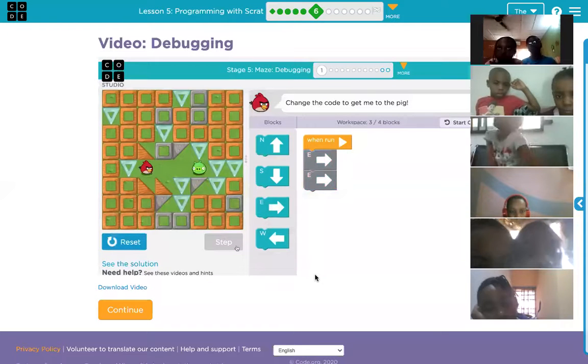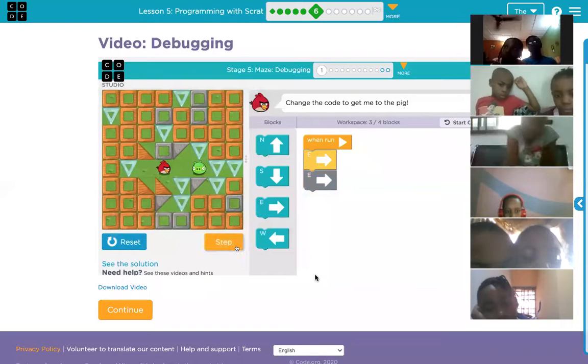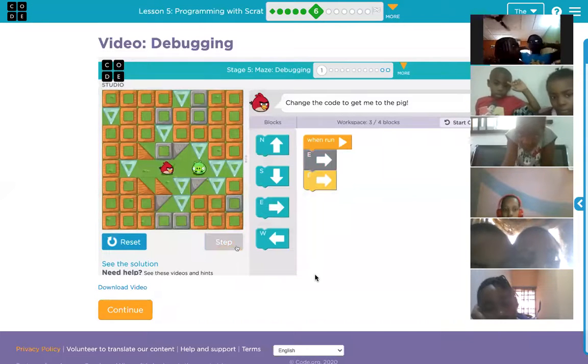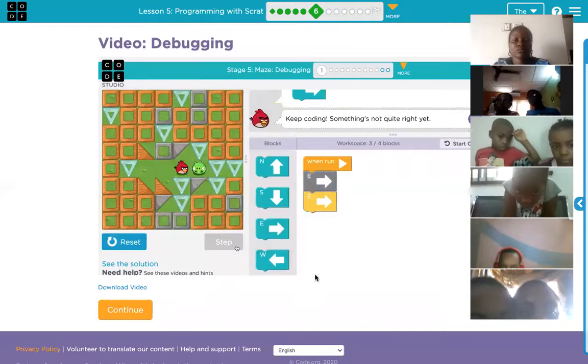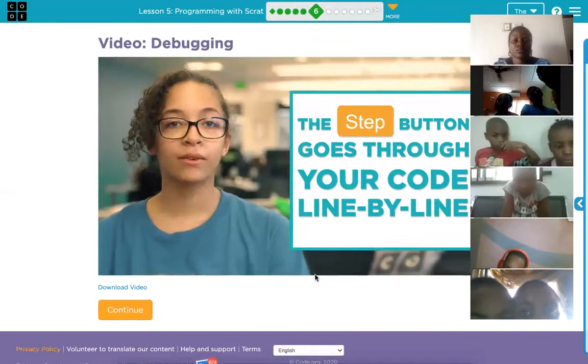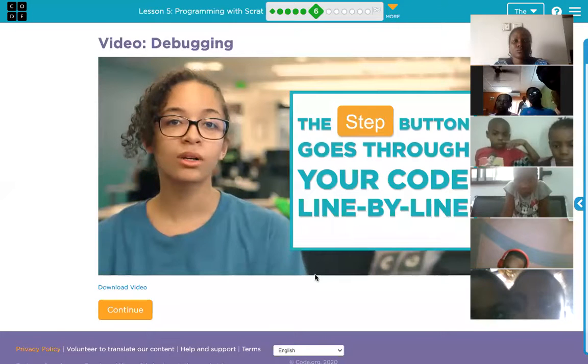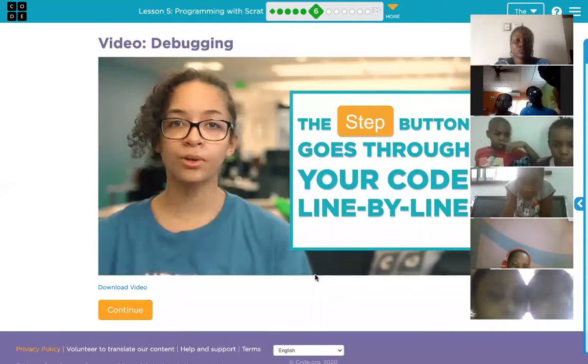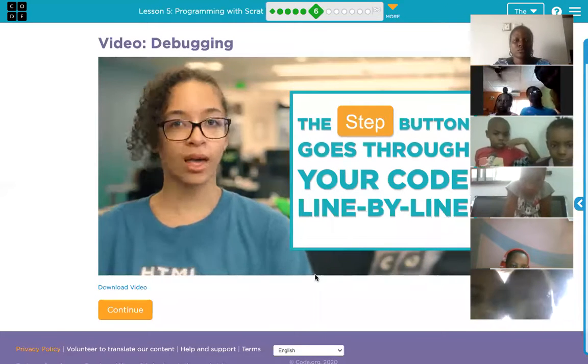Press the step button and see what happens. Does the character take action in the right way? If everything looks good with the first block of code, press the step button again. How does everything look? Is it still running right? Keep going through your code line by line until you find the first place where things go wrong. What happened? What was supposed to happen? What does that tell you?